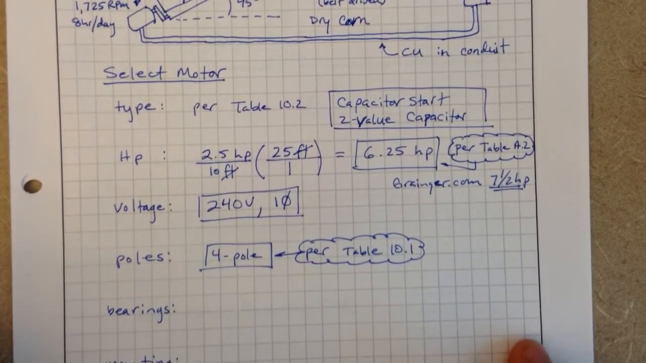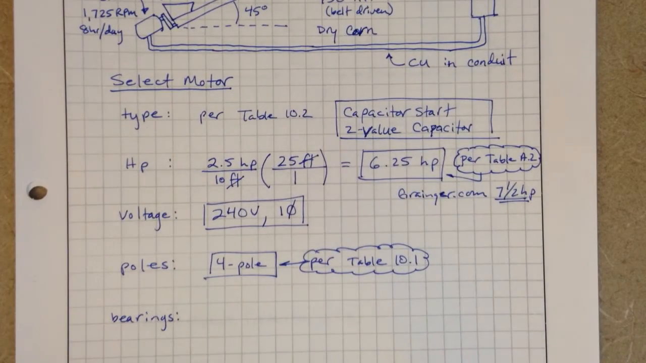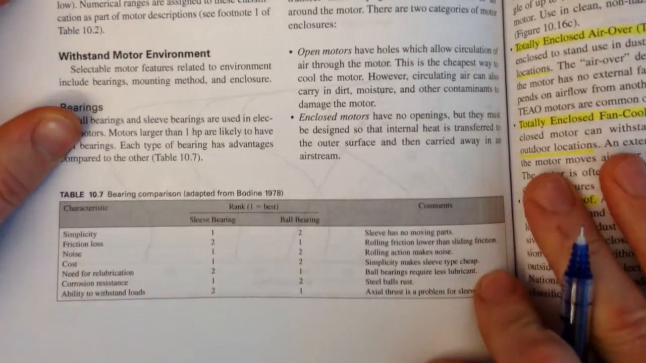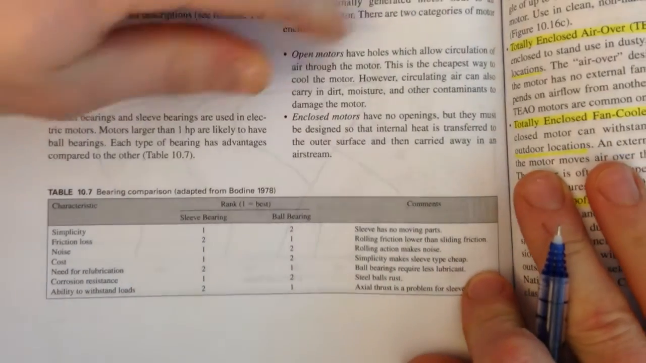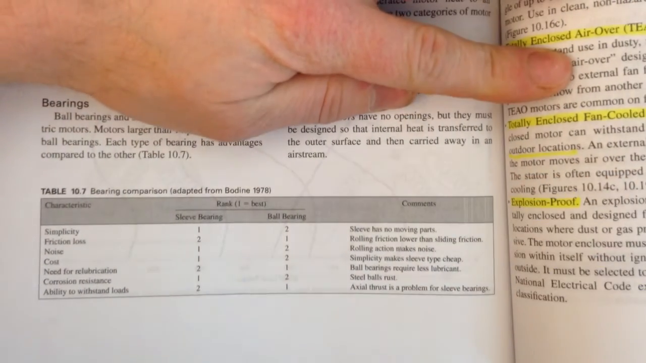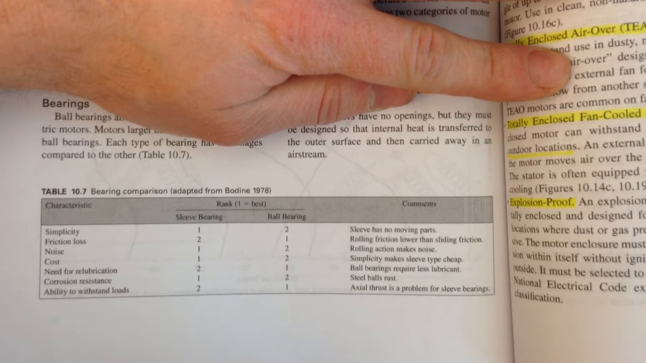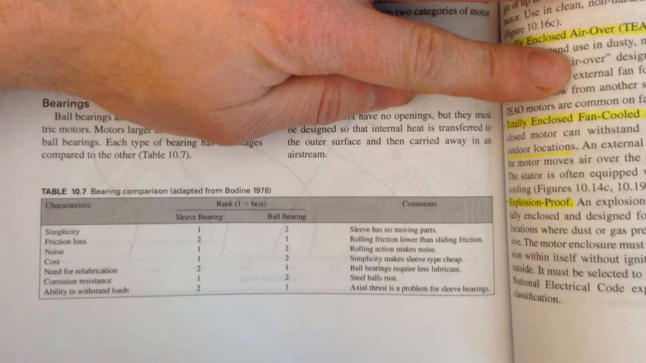How about bearings? This is a little bit more subjective. However, we do have a table in our book, table 10.7. Pull that out here. This is more of just pros and cons of the different bearing types, ball bearing versus sleeve. It's just a 1 is good, a 2 is not good. So 1 is our best, 2 is our worst. It's just a pro-con, right?